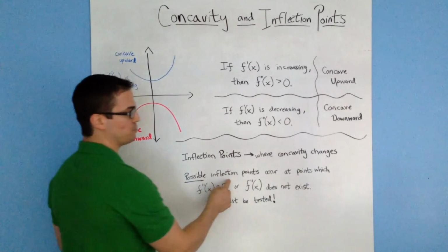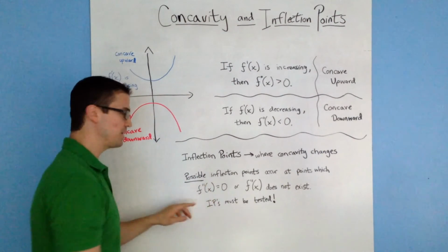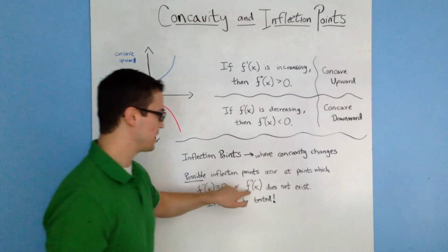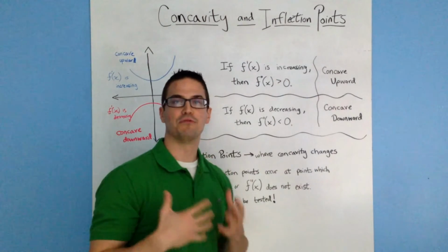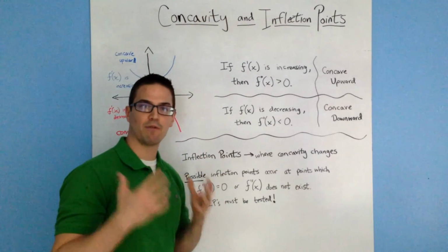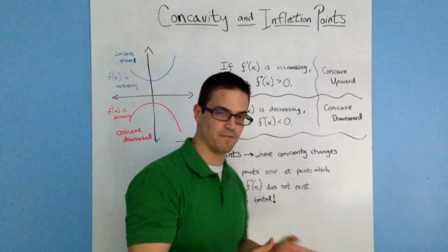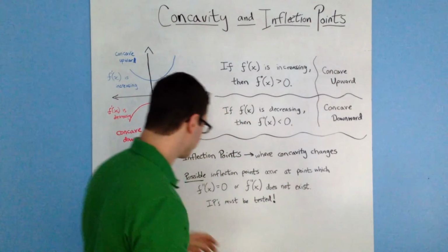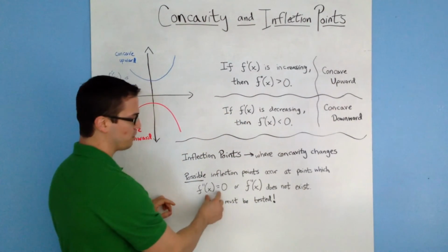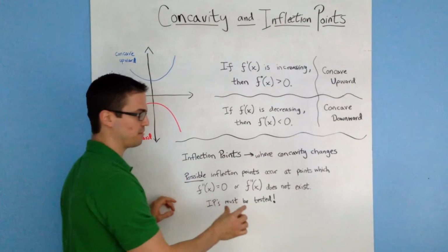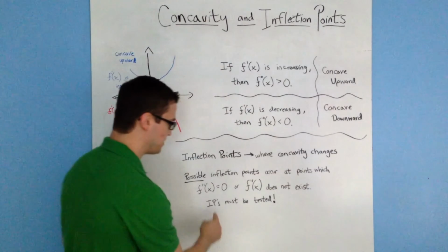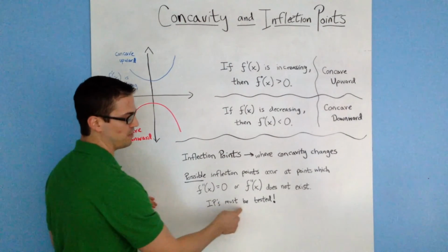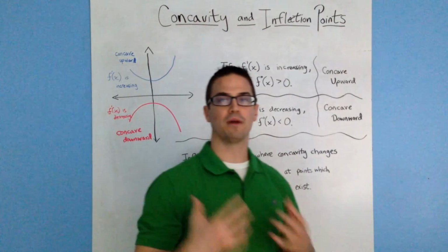And possible inflection points occur at points at which the second derivative is equal to 0, or the second derivative does not exist. So it's similar to when we use the critical numbers to test whether a relative extrema is a relative min or relative max, or neither. The same is true for inflection points. You can find these critical numbers of the second derivative, where the second derivative is equal to 0 or does not exist, and they also have to be tested. So IPs, inflection points, must be tested just like the relative extrema have to be tested.